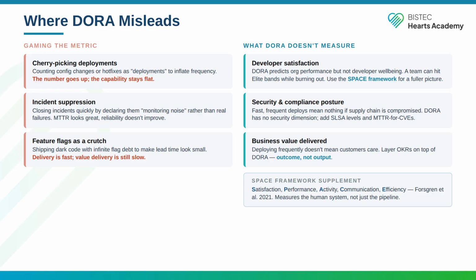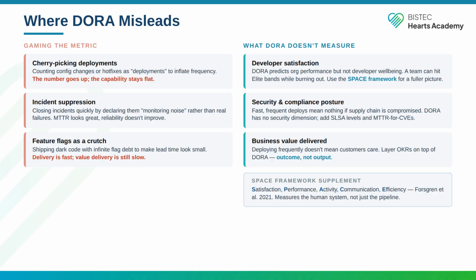The antidote is to optimize for the underlying capabilities, not the metric. Small batch sizes, automated testing, feature flags for safe rollout. If those practices are in place, the DORA numbers follow. Do not manage to the dashboard.